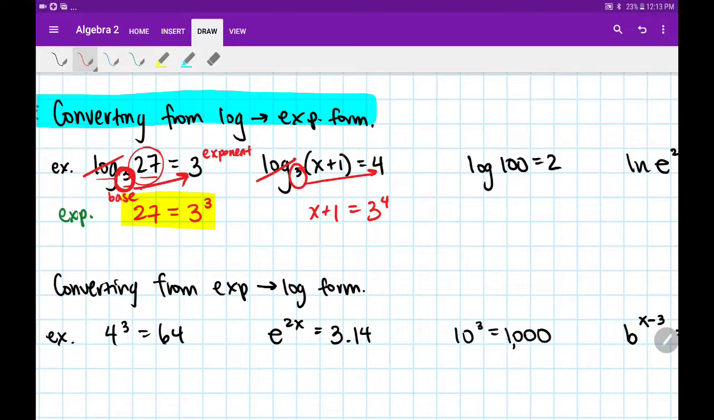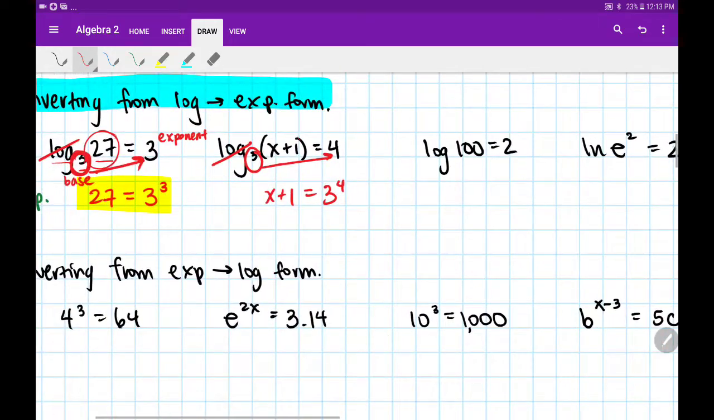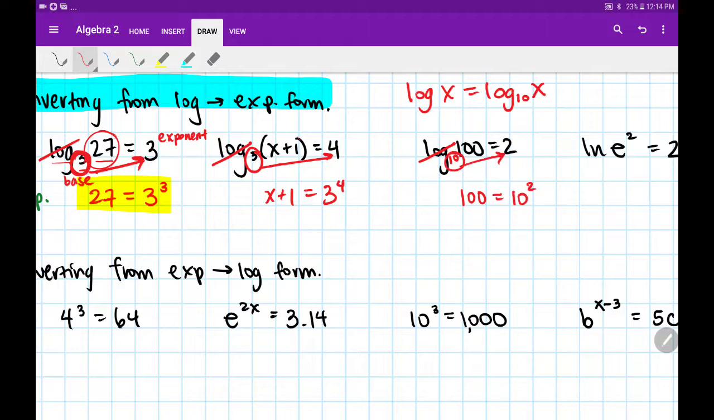Let's do another conversion problem. So what sets this problem apart from the last two? If you look closely, you'll see that we're actually missing a base here. So remember, when you have just log with no base, that's the equivalent of having a log base 10. So we need to write that little base in. Now we have all three numbers that we need, so let's go ahead and convert from log form to exponential. Cross out the log, bring down the 100, set equal to, what's your base? It's 10 to the power of 2.